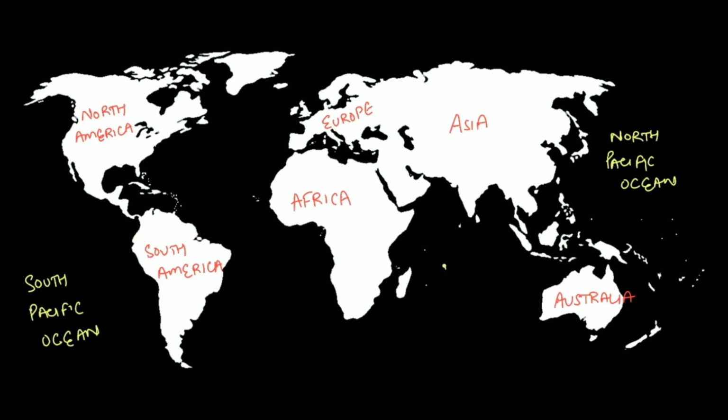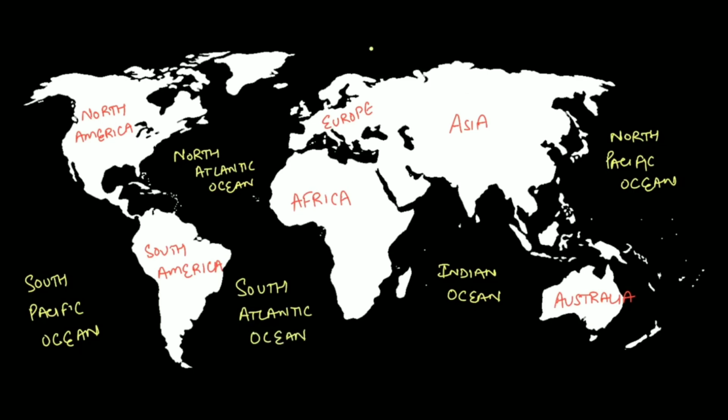Next is the Indian Ocean. Then we have the North Atlantic Ocean, along with the South Atlantic Ocean. This is the Arctic Ocean, whereas this is the Southern Ocean.